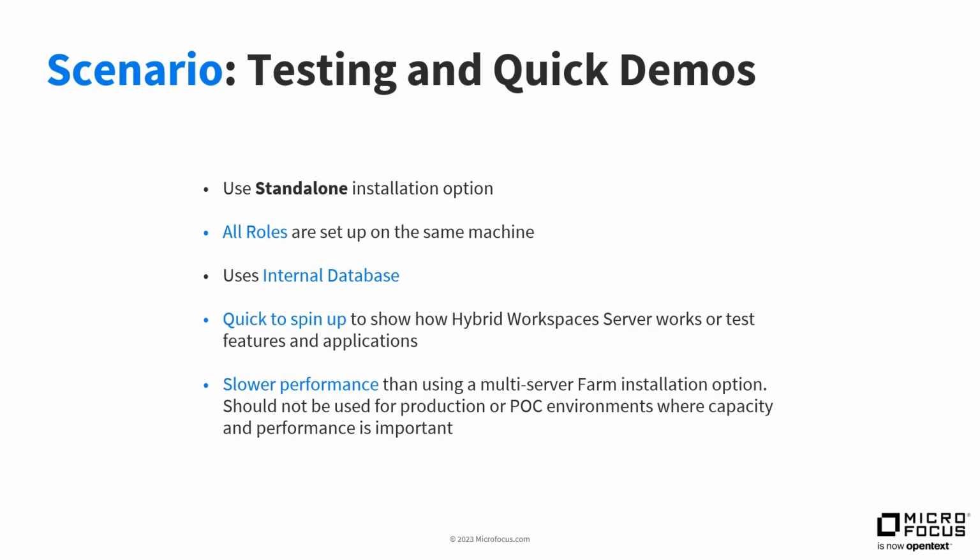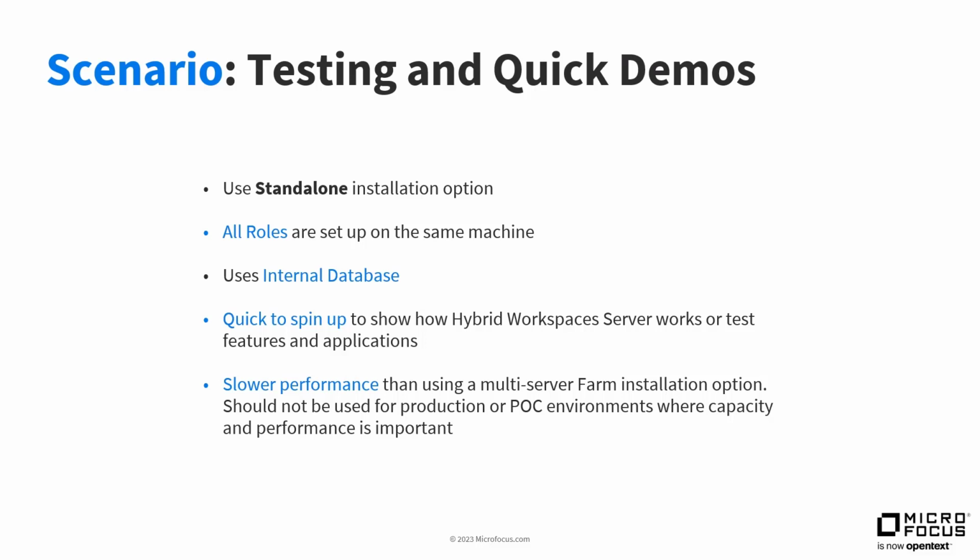Let's say I want to spin up a quick demo, but I don't want to take up a lot of time setting up the database server for Turbo Server, a service account, and whatever else I need. In that case, I'm going to use the standalone installation option. In this case, all of the Turbo Server roles will be installed on the same machine. It will also use an internal database component, which is a SQL Server Express instance that we've put in an SVM layer. This is very quick to spin up and show how Turbo Server works.